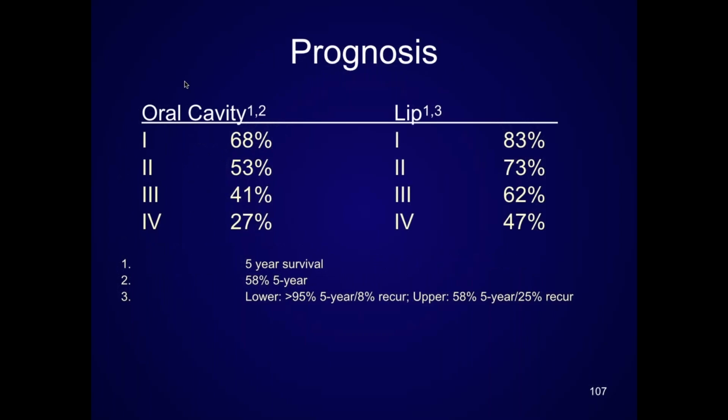It's important to know a little bit about staging, right? T, how big is the tumor? N, are there lymph nodes? And M, is there metastases? What you need to know is as soon as you have a lymph node involvement, those individuals have stage 3 cancer, and what you need to know then is that your survival rates drop below 50%. That's your take-home message for prognosis.